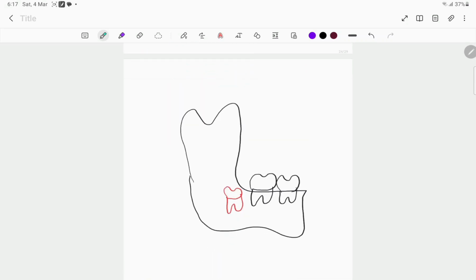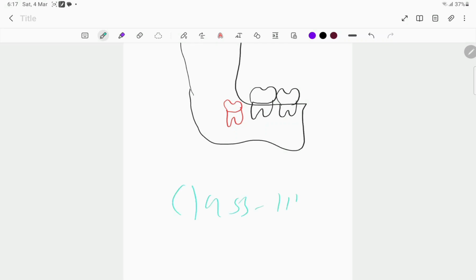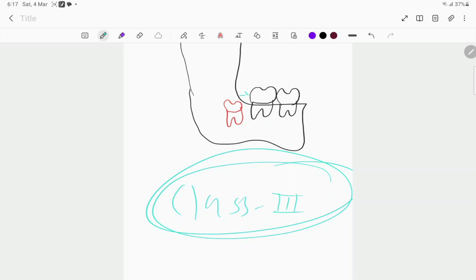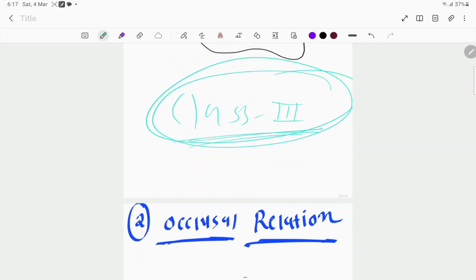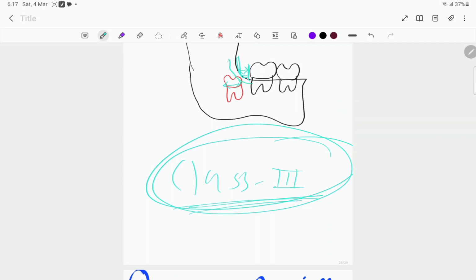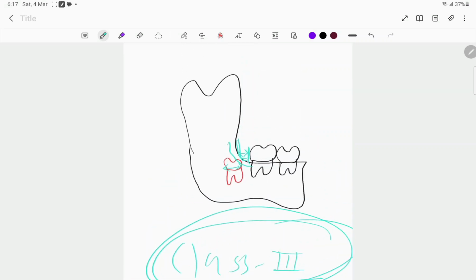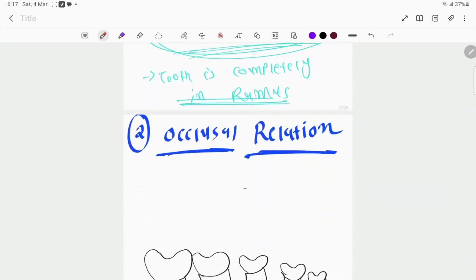Then we have class 3. In class 3, no space is available at all. You see, almost no space is there. That's why it is class 3, and this tooth is completely in the ramus, almost completely in the ramus. That's why it is very, very difficult. This tooth is very difficult to remove. You can see here, right? So this is our class 3.